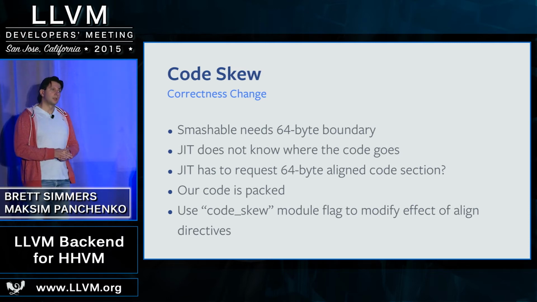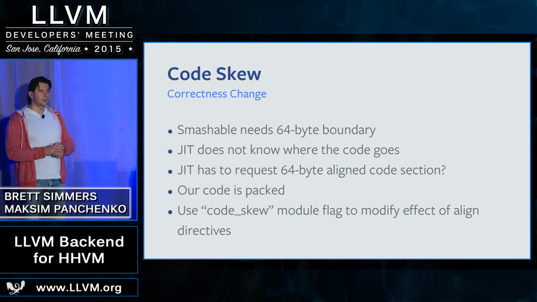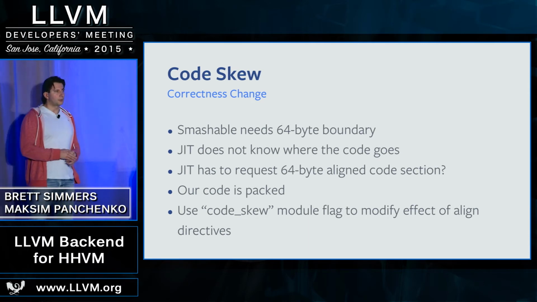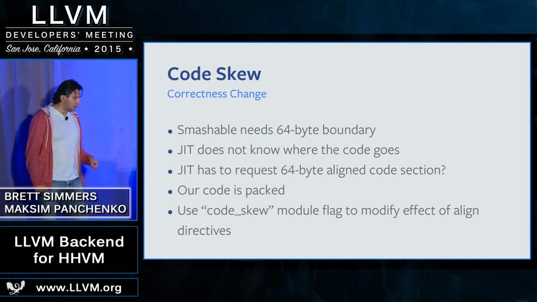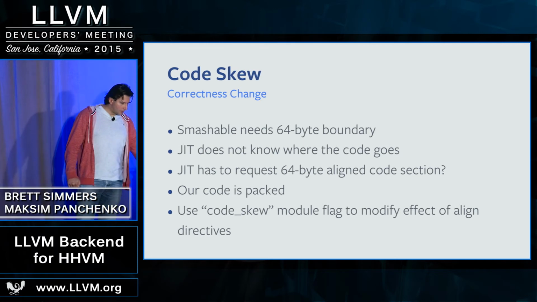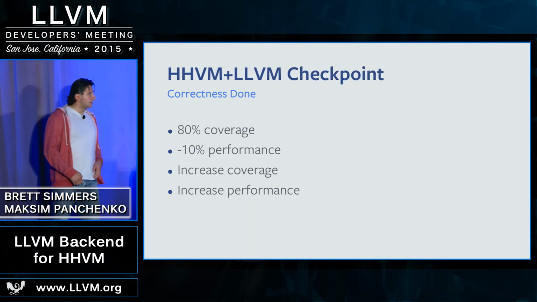And the way it works, before runtime calls JIT, it finds where the code section will be allocated. And it computes the skew to the alignment, the 64-byte alignment, and puts it as a module flag. So then when JIT is generating code, it's aware of this skew, and all alignment directives and bundle align directives will take it into account. And so after this, the problem was solved, and I think everything worked.